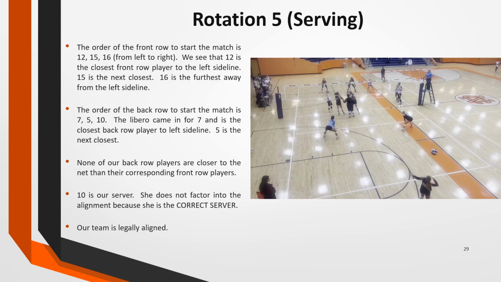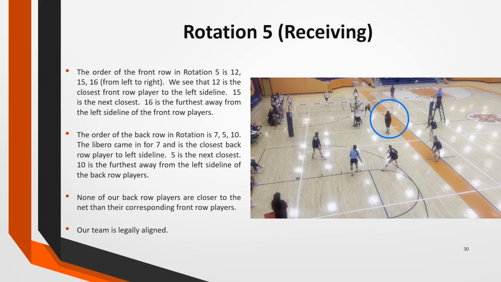And because none of our back row players are closer to the net than their corresponding players, and everyone is aligned legally based on the left sideline, our team is legally aligned. Throughout the rest of the presentation, we're going to circle our setter. Because remember, the key in our understanding of alignments and rotations is that we're scanning after each rally is completed and we're noting where our setter is located.